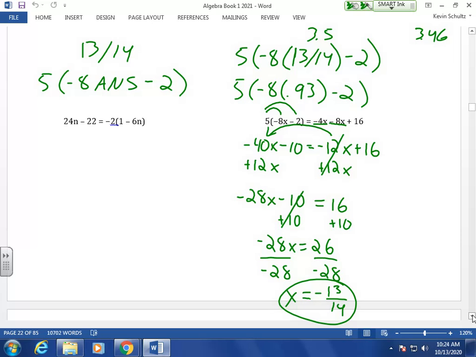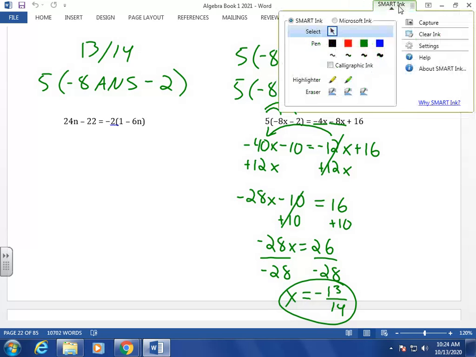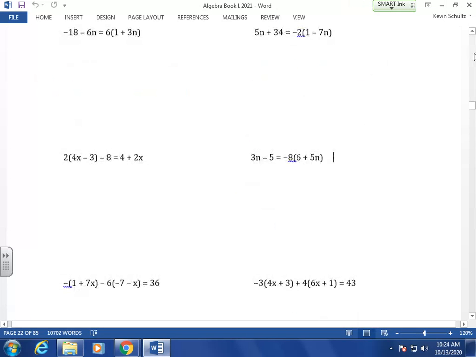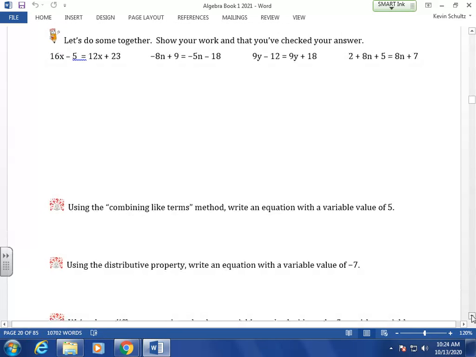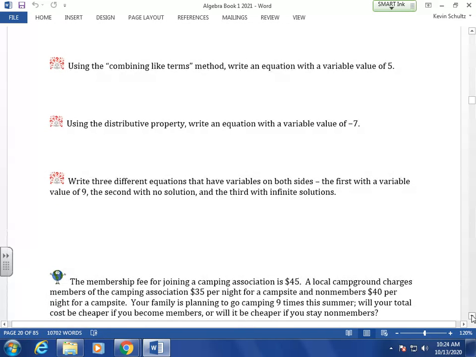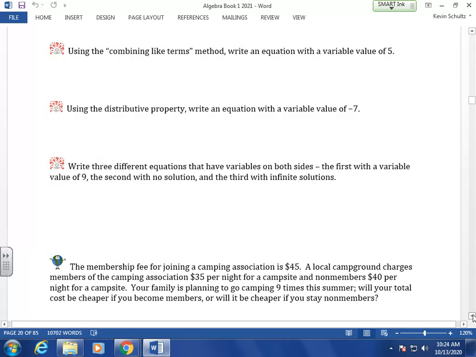Okay, your assignment is to finish any equation that has not yet been solved. Leave no equation unsolved in PO10. Okay, leave no equation unsolved in PO10. That includes going all the way back to this page here and these brain busters and real world question down at the bottom.